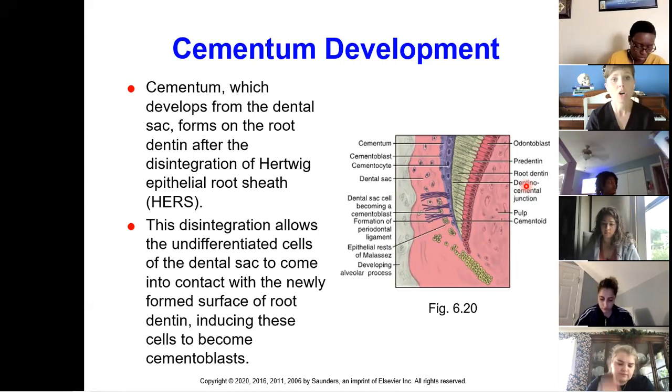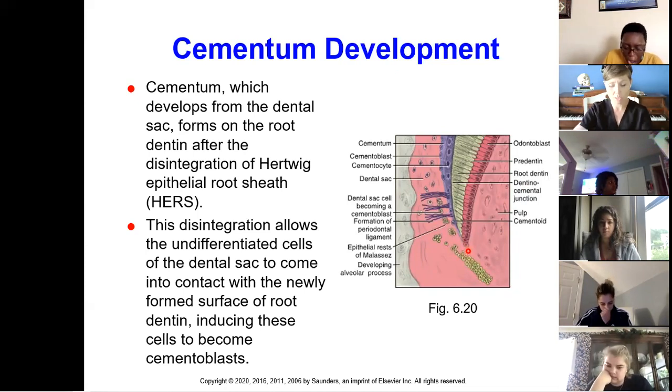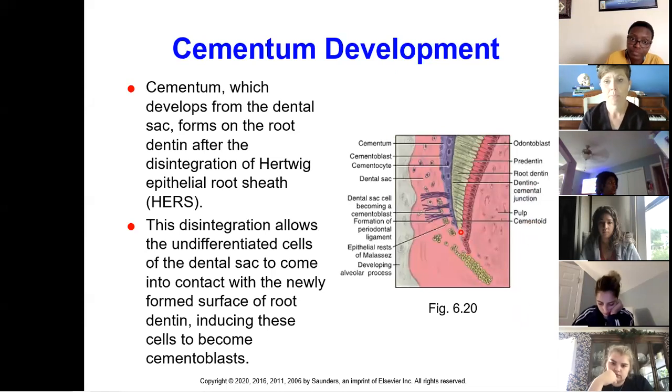All right, so it develops in a dental sac. Remember, we learned that before. It forms on the root dentin after the disintegration of the Hertwig epithelial root sheath. Remember that epithelial root sheath, the outer and the inner epithelial cells come together, and they form that root, down here.